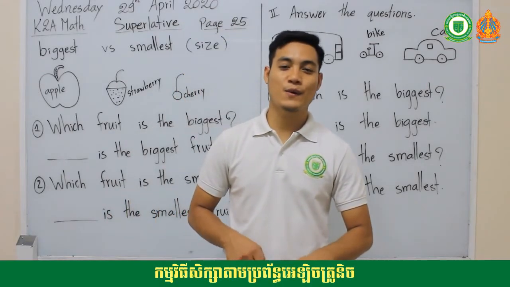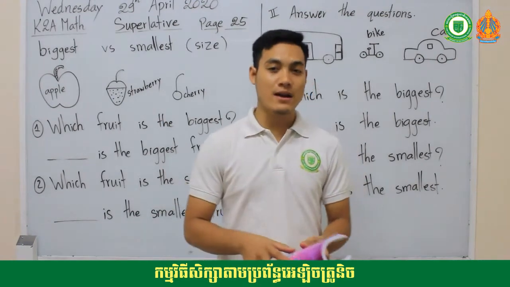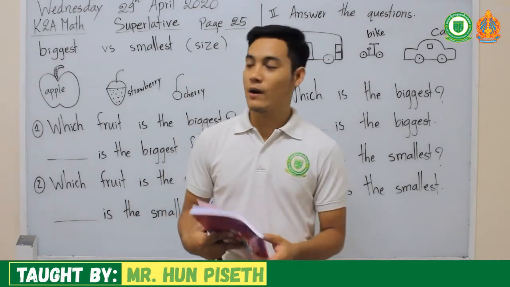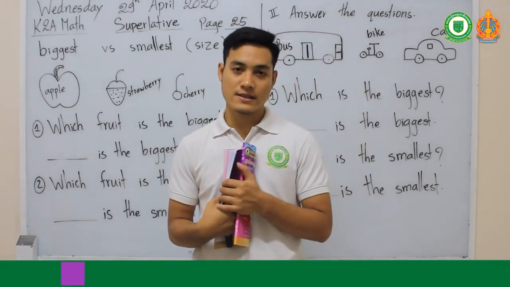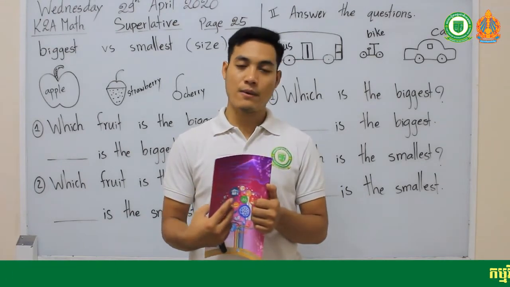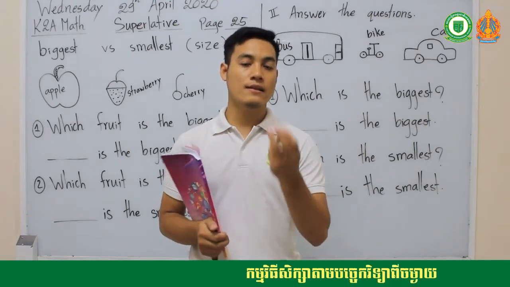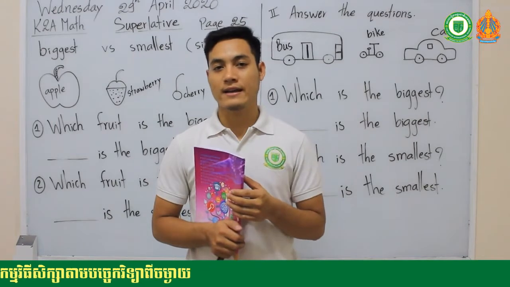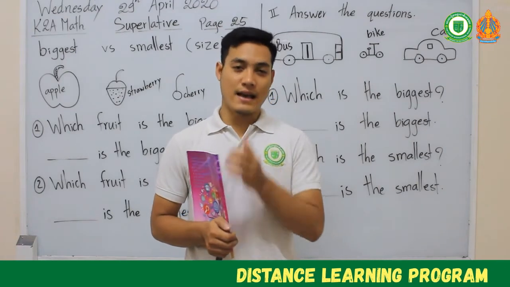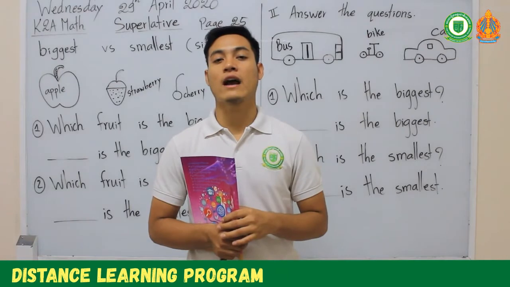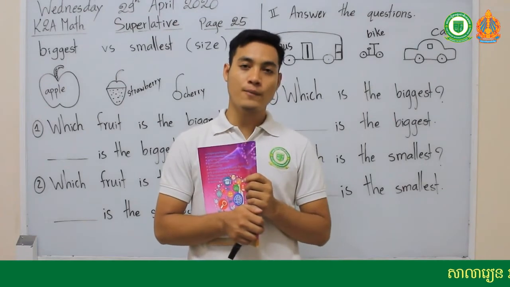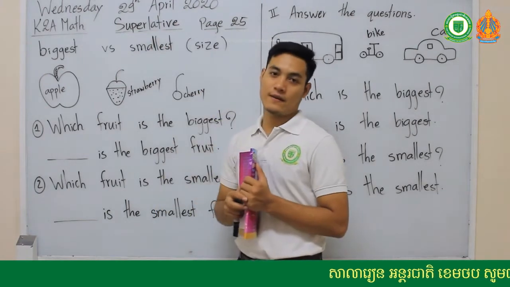Hi there. Welcome to our K2A math, and we have a quick review first before we continue our lesson. What we have learned so far is tallest and shortest. We use tallest and shortest when we want to compare three things or more than three things, or three people or more. We compare to find out which one is the tallest and which one is the shortest. This form we call superlative. Okay, superlative.